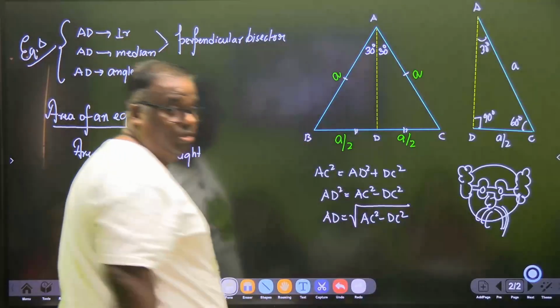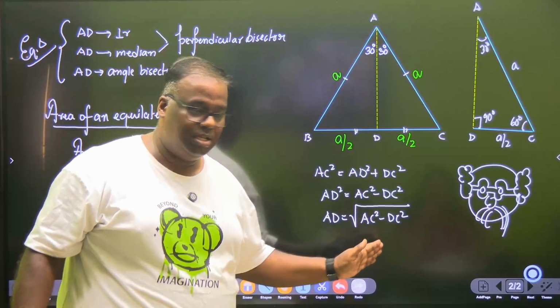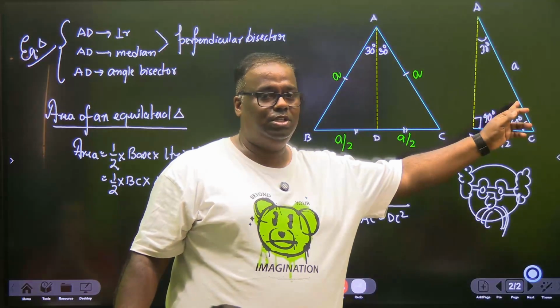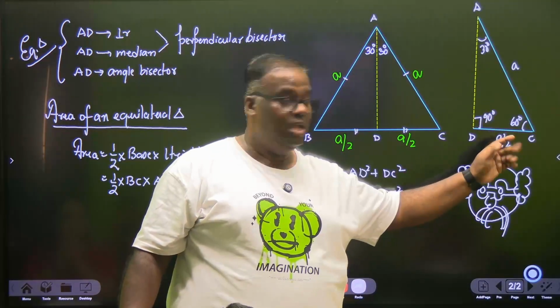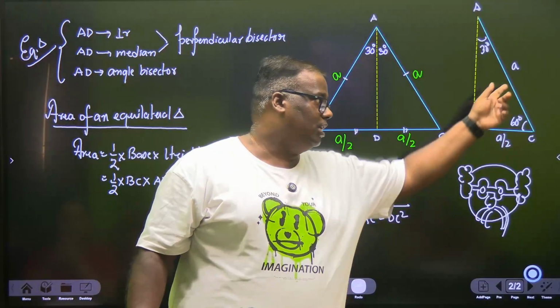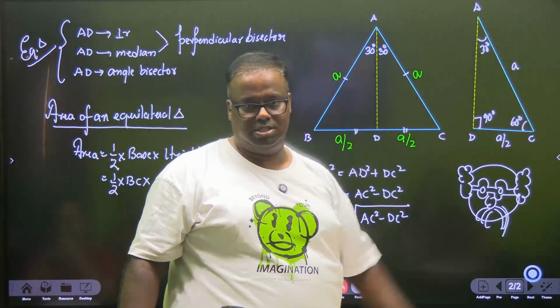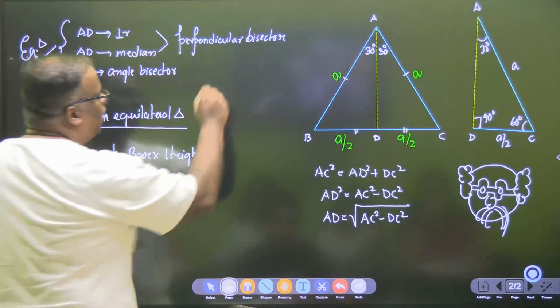Have you understood? Next time onwards, you need not do all these big things. If you want to find the hypotenuse, it is the square root of this square plus this square. If you want to find this side, the longest side, the hypotenuse, it is longest side square minus the other side square. Okay? So let's put in our formula.